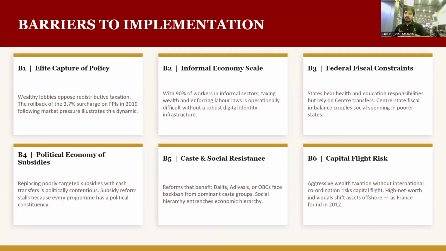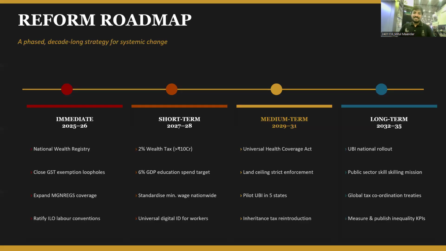So what are some of the barriers to implementation? Elite capture of policy, the informal economy, capital flight, and caste and social resistance. So what's the reform roadmap? For example, immediately what we can do is create a national wealth registry. In the short term, what we can do is a 2% wealth tax.